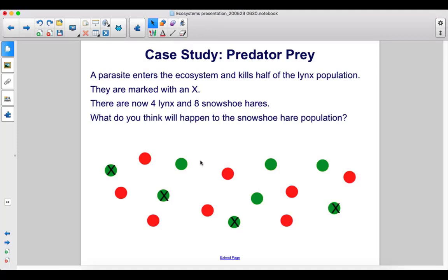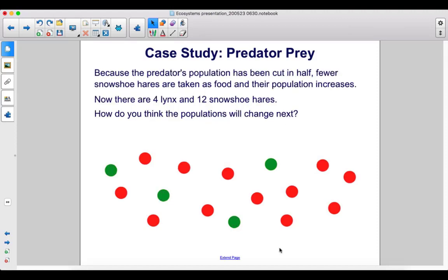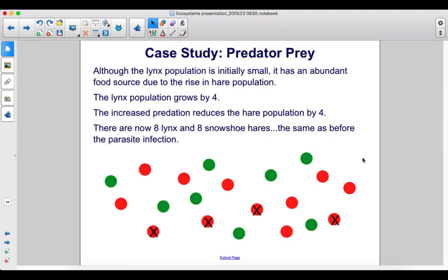What do you think will happen to the snowshoe hare population? Because the predator's population has been cut in half, fewer snowshoe hares are taken as food and their population increases. Now there are 4 lynx and 12 snowshoe hares. How do you think the populations will change next? Although the lynx population is initially small, it has an abundant food source due to the rise in hare population. The lynx population grows by 4. The increased predation reduces the hare population by 4. There are now 8 lynx and 8 snowshoe hares, the same as before the parasite infection.